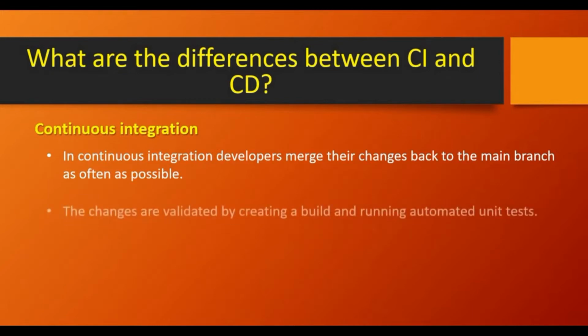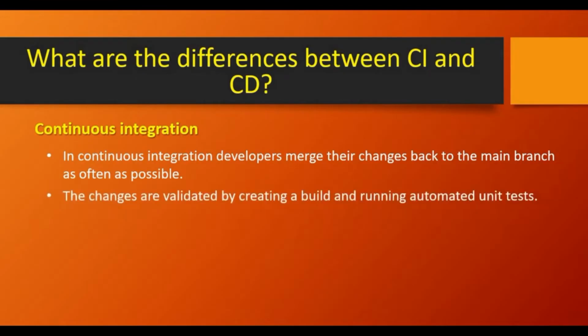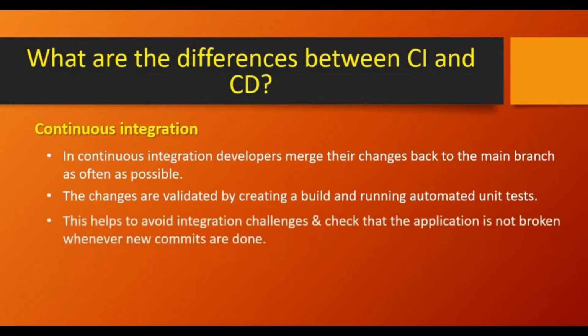But in continuous integration, these changes are validated by creating a build and running automated unit tests. When these developers want to merge to their branch, what happens automatically is it will start a build of that application, and it will run some unit tests to make sure that it does not break the actual application. The benefit is that all of this is an automated process. This helps to avoid the integration challenges and checks that the application is not broken whenever new commits are done. So as the statement says, right?